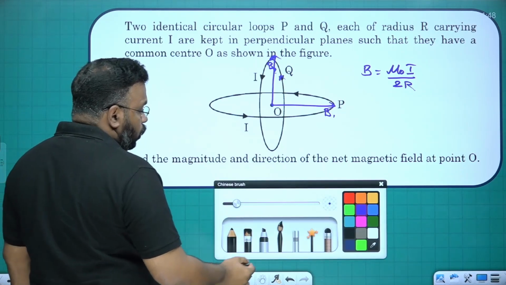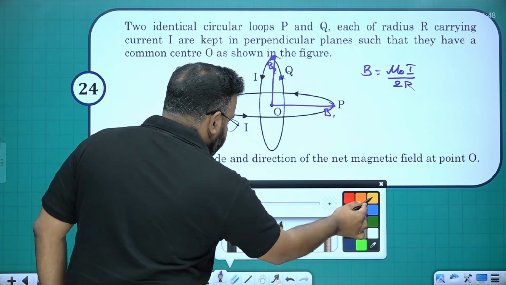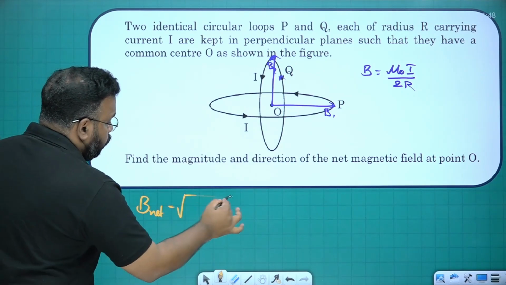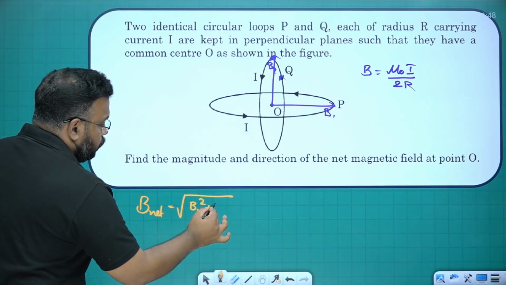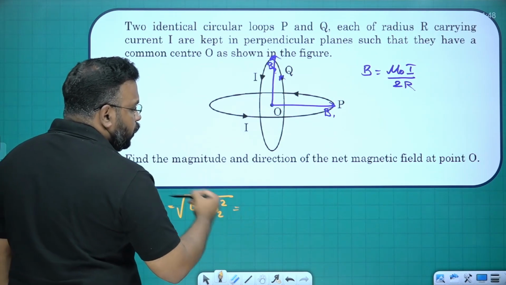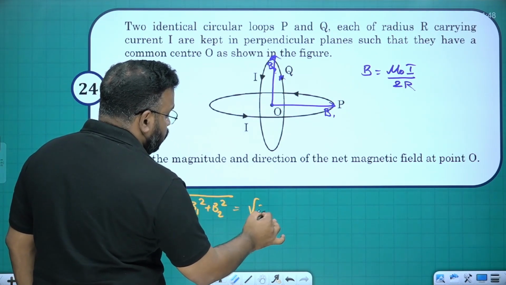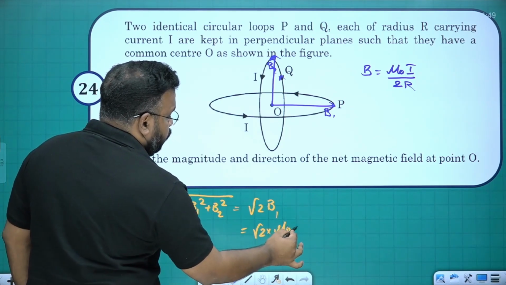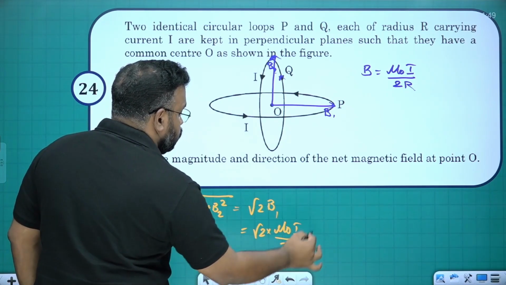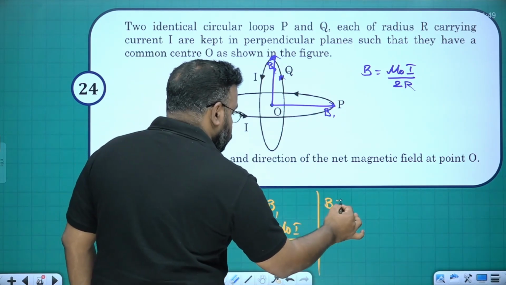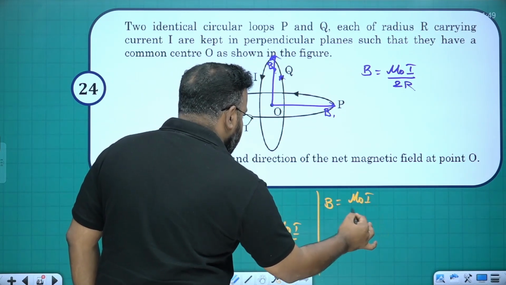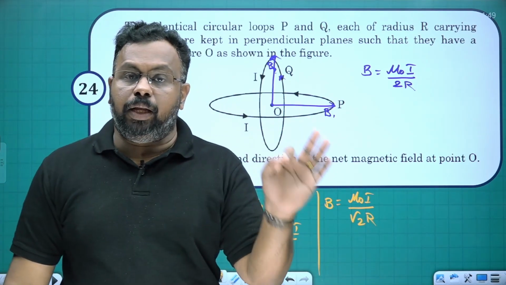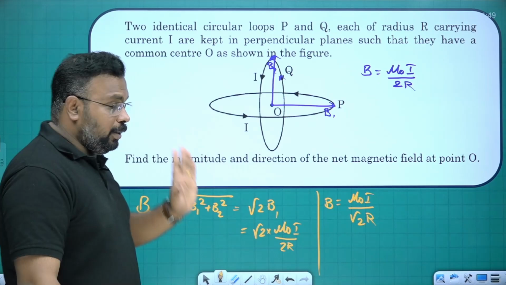So what will be the resultant field? B net is equal to root of B1 square plus B2 square. But B1 and B2 are equal, so we get root 2 B1. Substitute B1, which is mu naught I by 2R. So we get B equal to mu naught I divided by root 2 R. This is the magnitude of the magnetic field at the center.